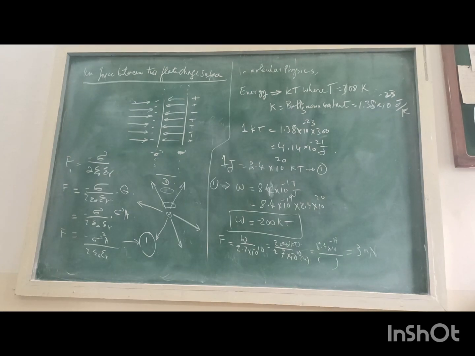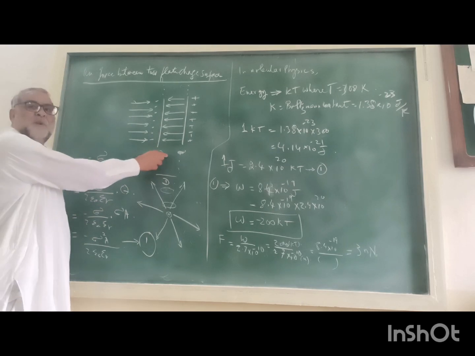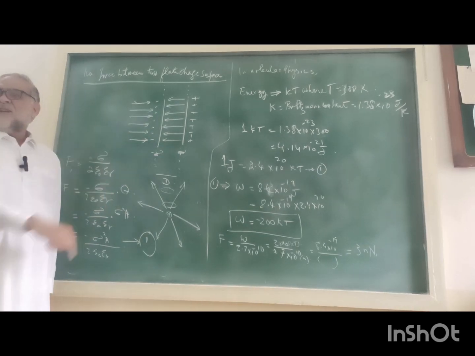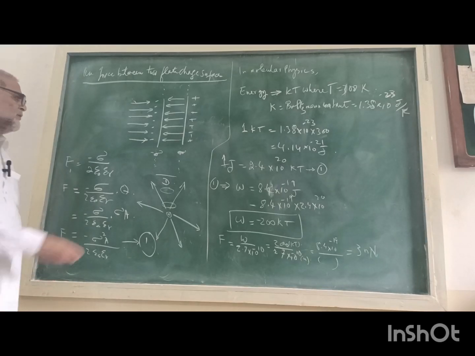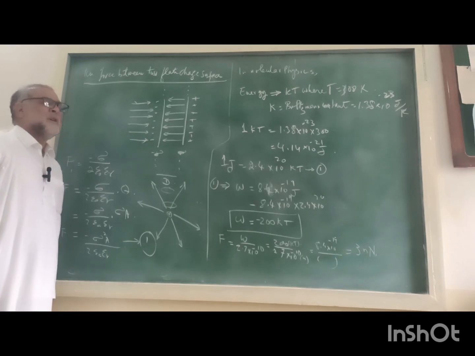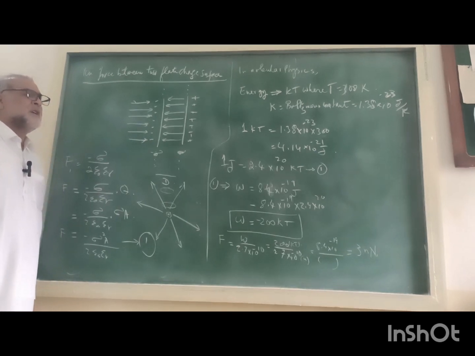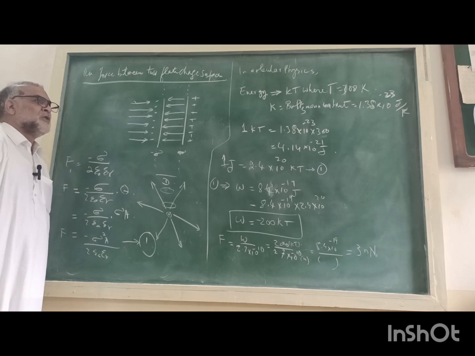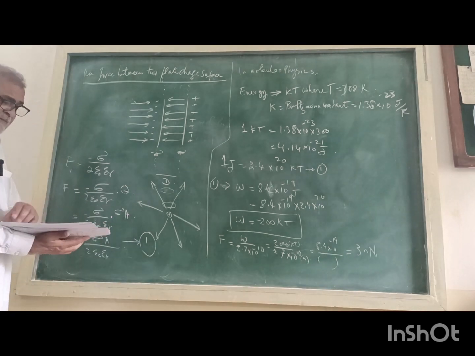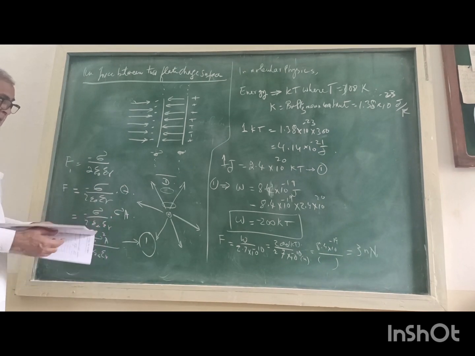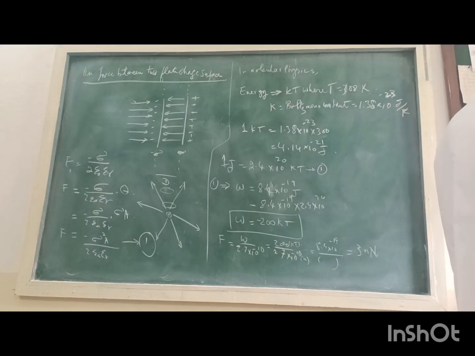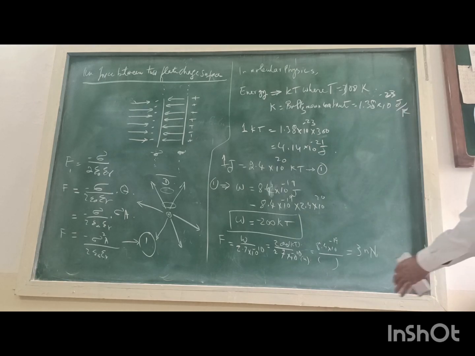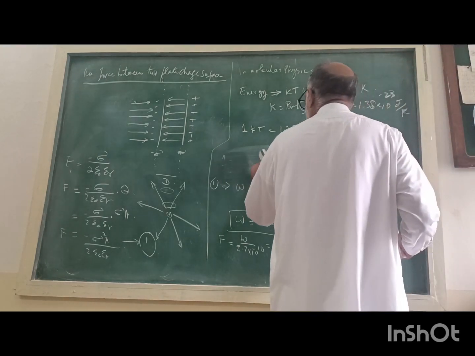So therefore, in this plate, the lines are all at the same separation. The density of the lines is the same. Therefore, there is no dependence on the separation or the distance between the two plates. Now let us see.